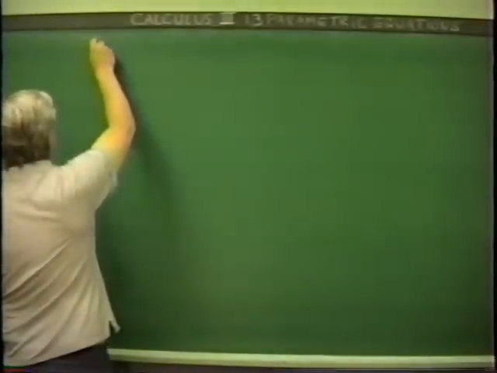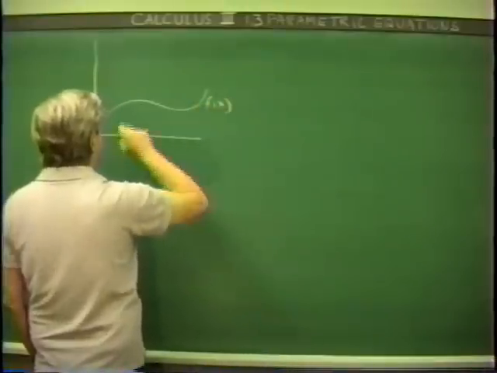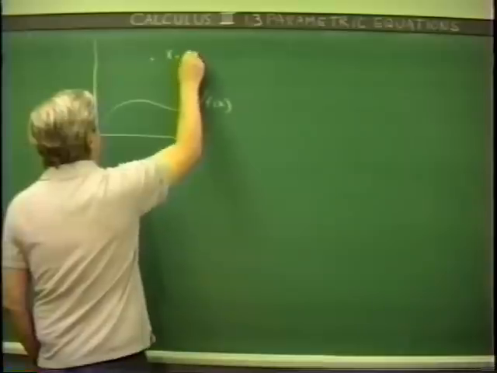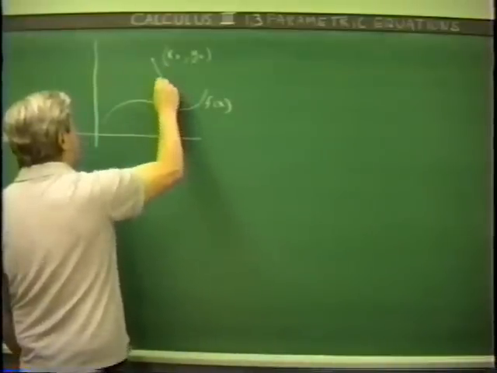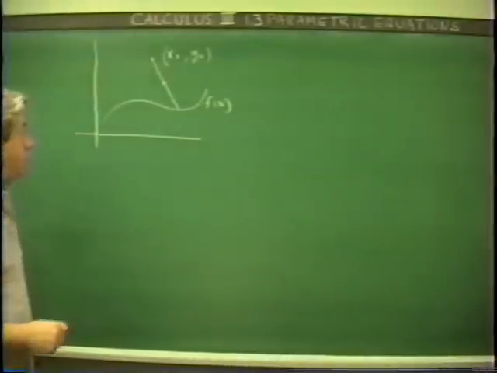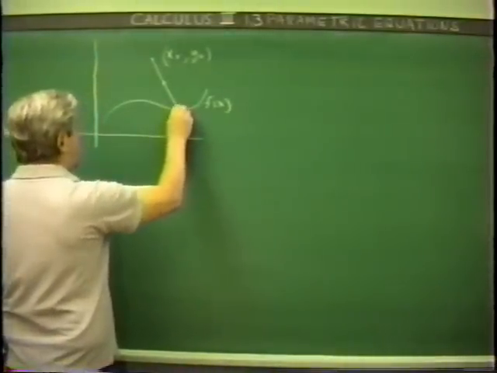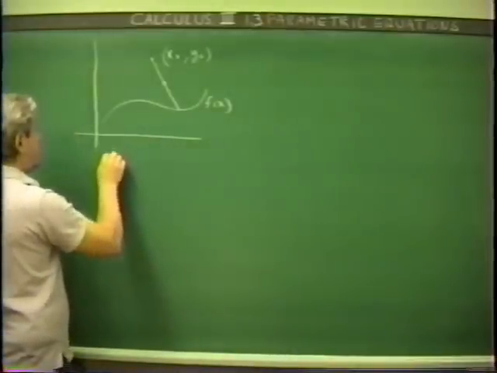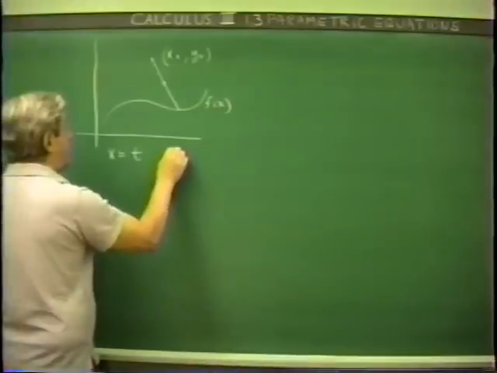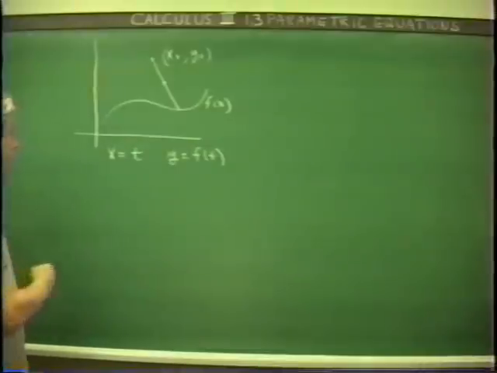Take a look at some other examples of parametric equations. Let's suppose we've got a function f of x and a point here, say x naught, y naught, and we want to draw the line segments connecting the points to points on the graph and determine the midpoint. Then this is a function f of x. You can always parameterize a function as follows. Let x equal t and y be equal to f of t. Then this gives x and y as a function of t.